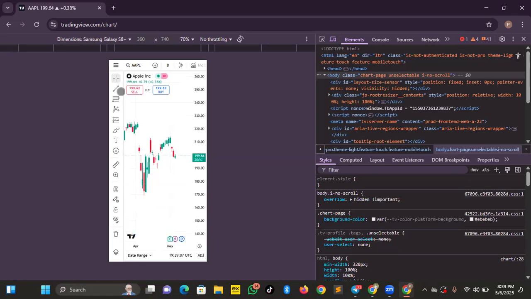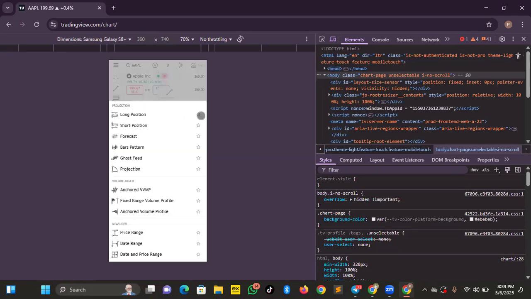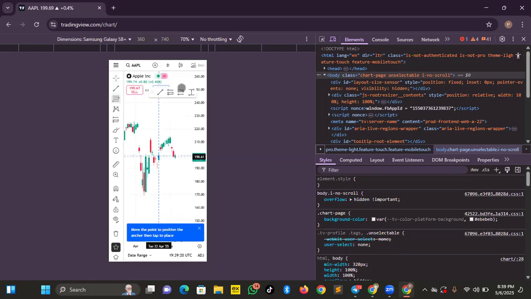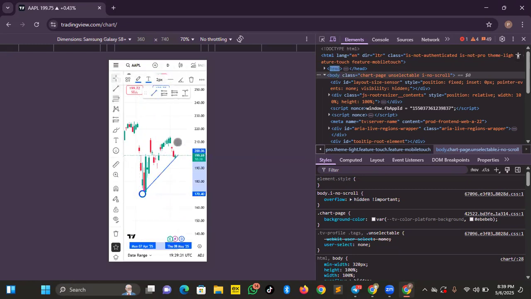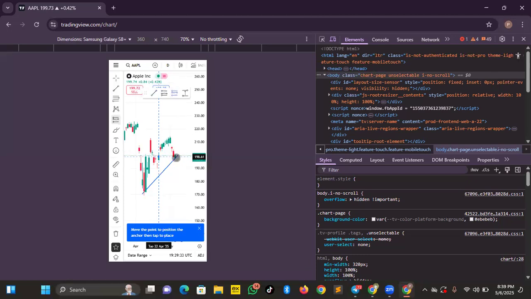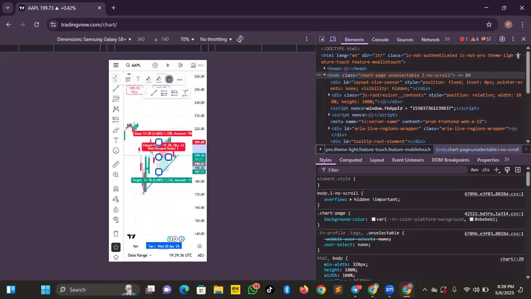You can then favorite your tools the same way I explained. The moment you favorite a tool, it's going to show on your screen. So you can see it showing here. I can draw my trend line, and I can enter my trade for a long position or a short position, whichever one. So this is just how it is, guys. It's easy to navigate.